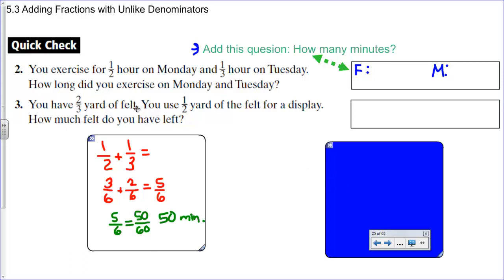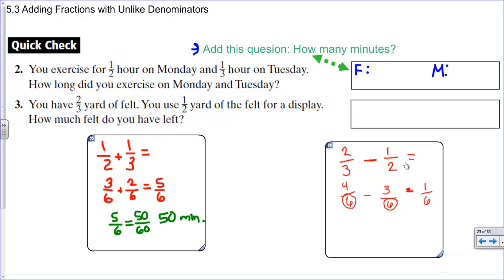On our second problem, we have 2/3 of a yard of felt, and we've used 1/2 of a yard. How much do we have left? That means we're going to need to subtract. So when we do our subtraction problem, we have 2/3 minus 1/2. We find our common denominators. We have 1/6 of a yard of felt left.